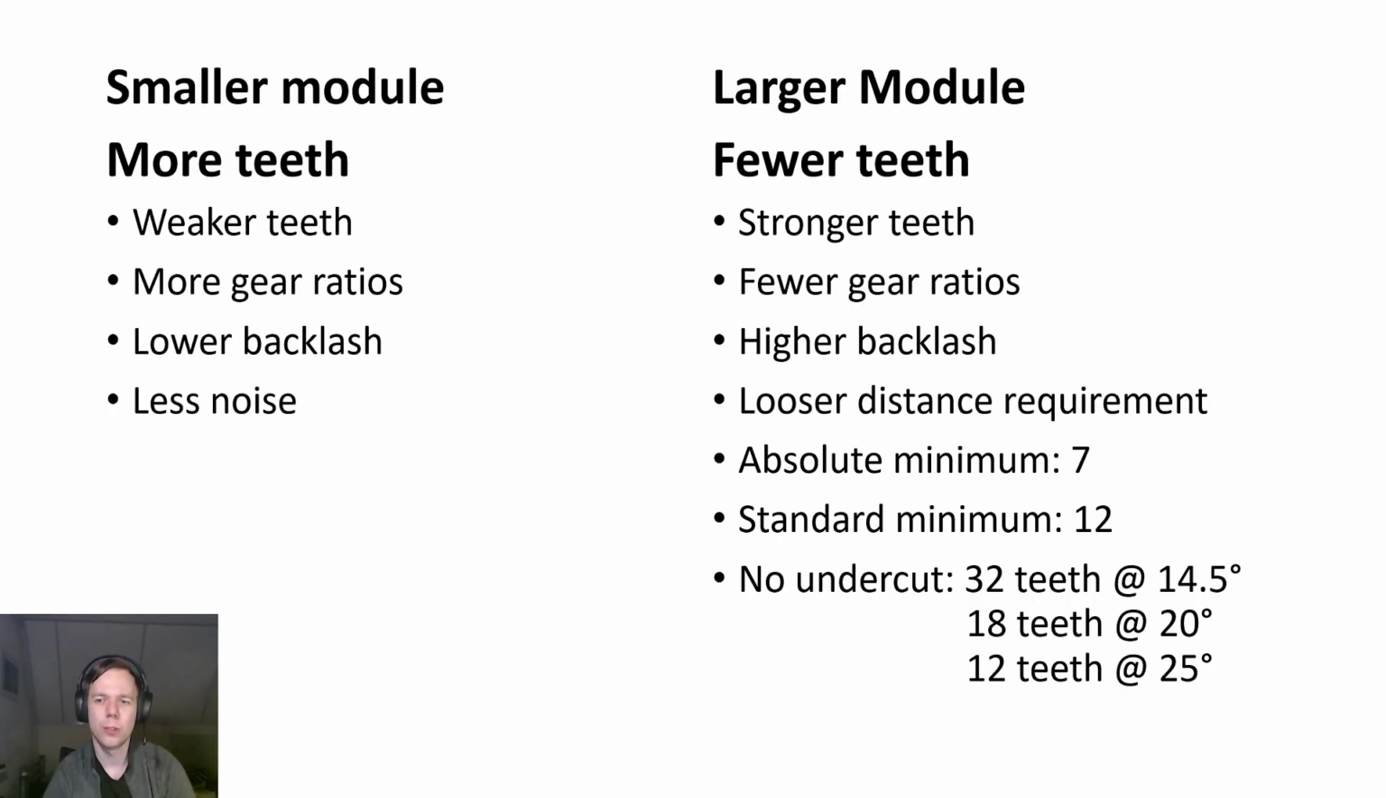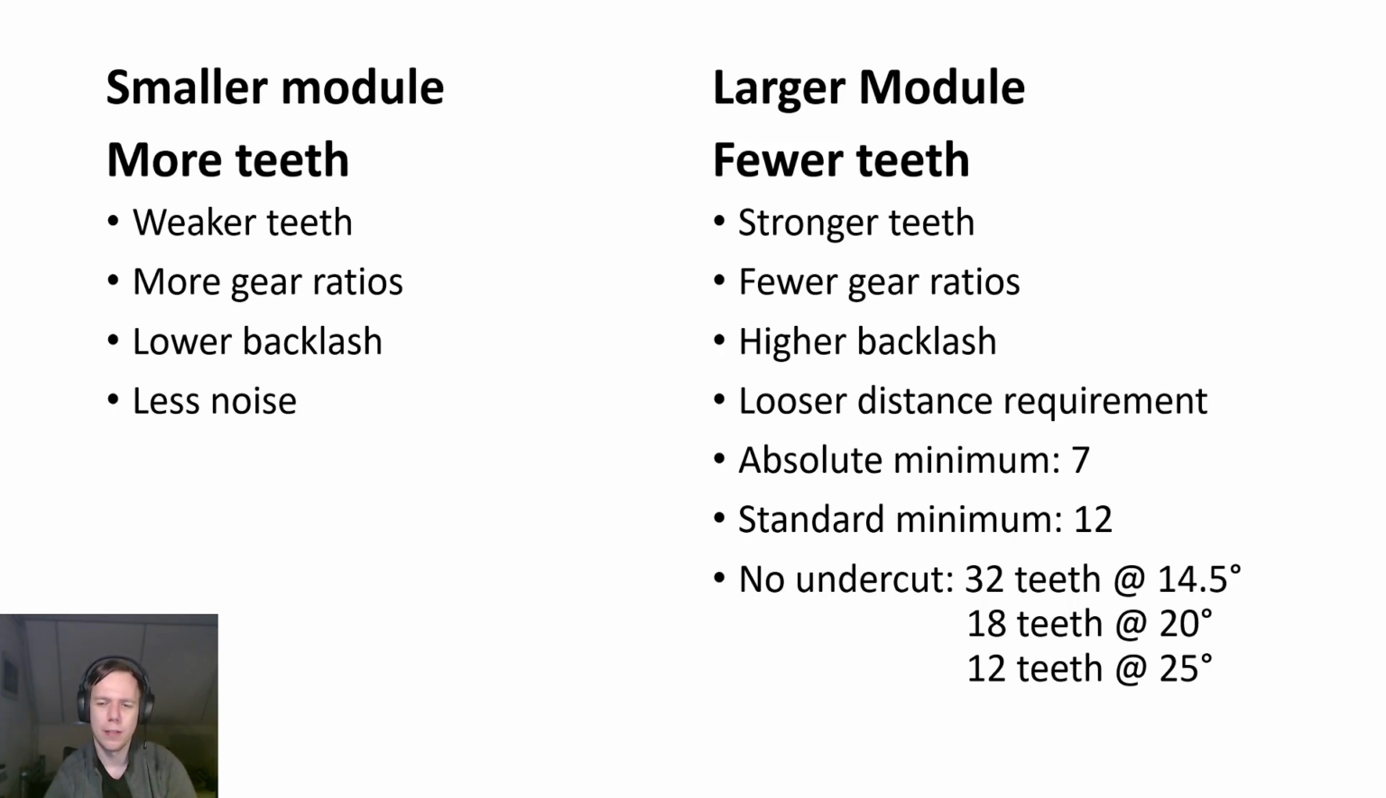The final thing you should consider is that you can only go so low with the number of teeth. Now the absolute minimum number of teeth for gears to work, as far as I know, is 7 teeth. But most stores that sell gears have a minimum number of teeth of 12 and in rare cases 11 teeth.